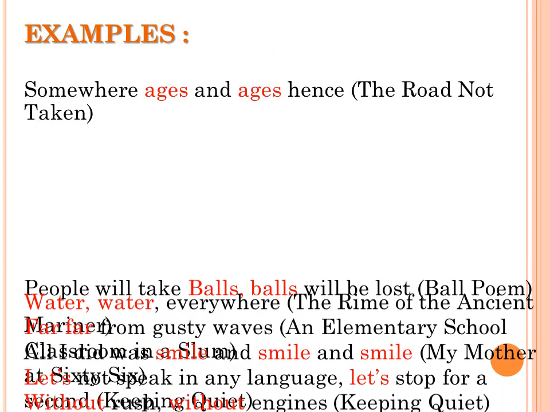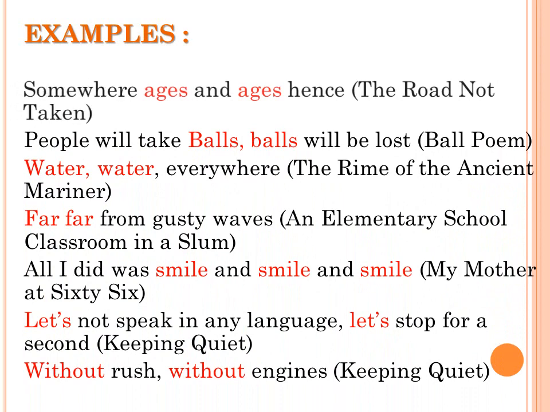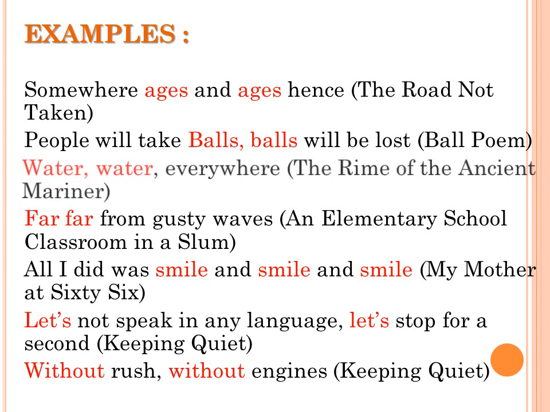Let's see the examples. Somewhere ages and ages hence. Here the word ages is repeated twice in the same line to tell that after a long time the poet will be telling his story. People will take balls. Balls will be lost. The word balls is repeated to stress that the possessions of the world will be gained as well as lost. Water, water everywhere. Here the word water is repeated to show the abundance of water.